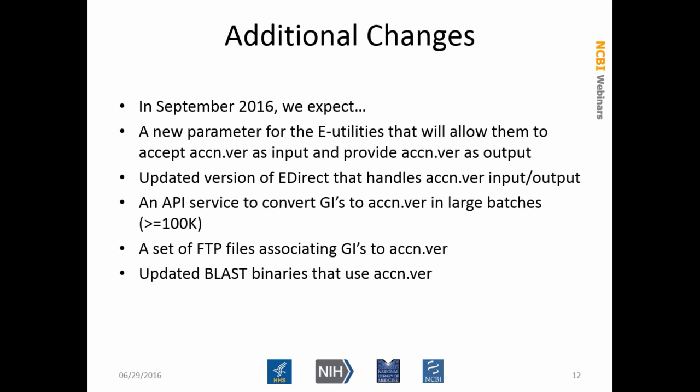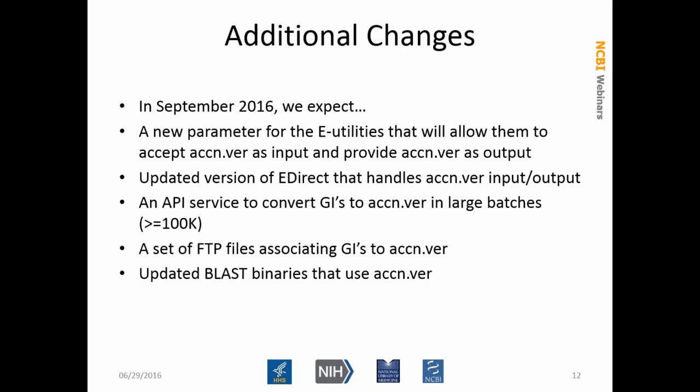In September, or around September, we expect a new parameter to be available for the e-utilities, and these are the Entrez API. So the e-utilities will be able to accept accession.version as input and provide accession.version as output. Currently the e-utilities use GI numbers as their primary keys for retrieval of sequence data. That obviously is not going to be a great idea moving forward. So we will have an option to switch the mode in the e-utilities to use accession.version instead.